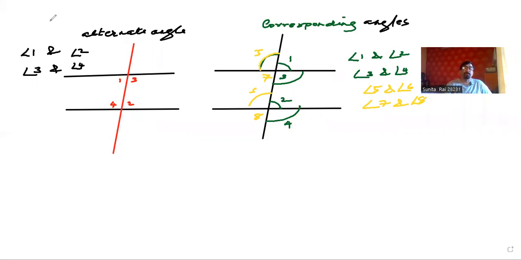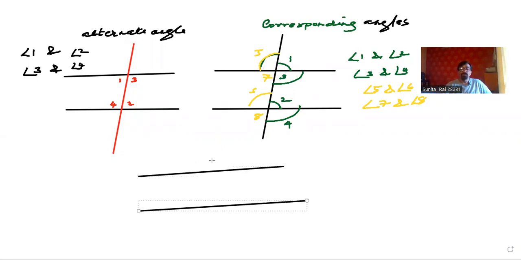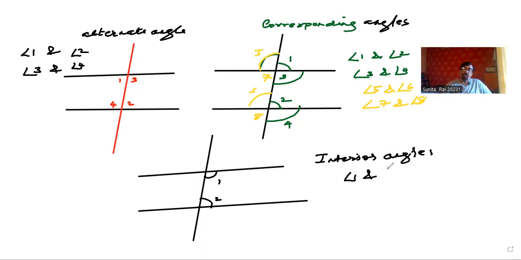In the same way, children, if a transversal intersects two coplanar lines, again two pairs of interior angles are formed. Can you see this? 1 and 2 are interior angles. These interior angles are also called co-interior angles. In the same way, angle 3 and angle 4 are interior angles. So when a transversal intersects two coplanar lines, two pairs of alternate angles, four pairs of corresponding angles, and two pairs of interior angles are formed. This is what you should know.